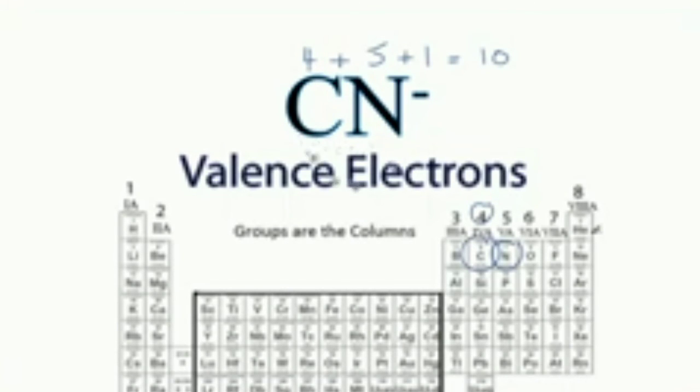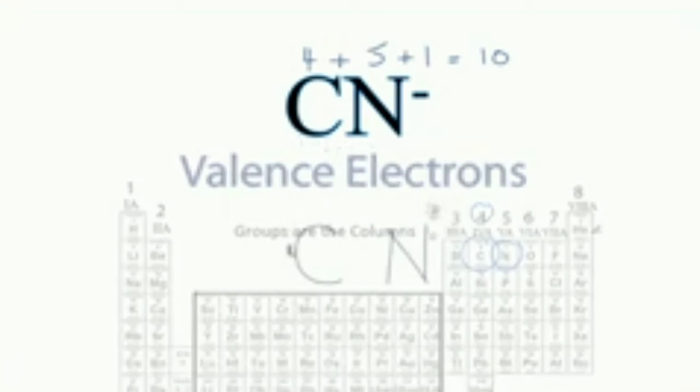Let's write the structure. We'll start by putting a pair of electrons between the atoms to form the chemical bond, and then we go around and complete the octet on each of the atoms, but we only have 10 valence electrons, so we use 2, 4, 6, 8, and 10. You can see carbon is fine with an octet and nitrogen does not have an octet.